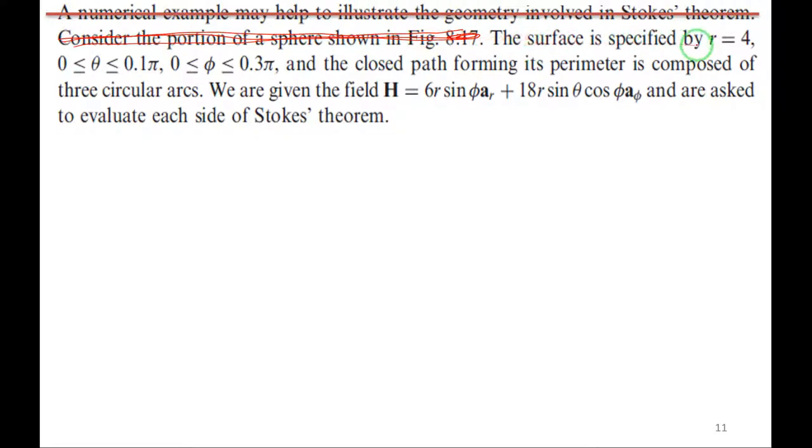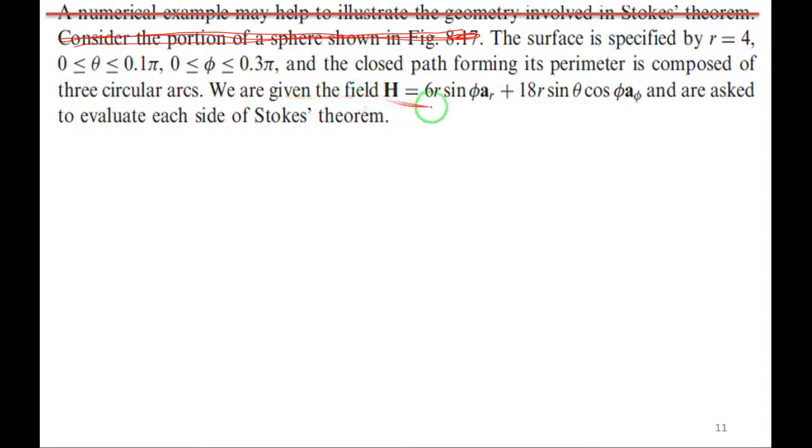The surface is specified by r is equal to 4. There is a surface, some surface is there, where r is 4, theta is 0 to 0.1 pi, and phi is 0 to 0.3 pi. And the closed path forming its perimeter is composed of 3 circular arcs. Yes, that surface is consisting of 3 circular arcs.